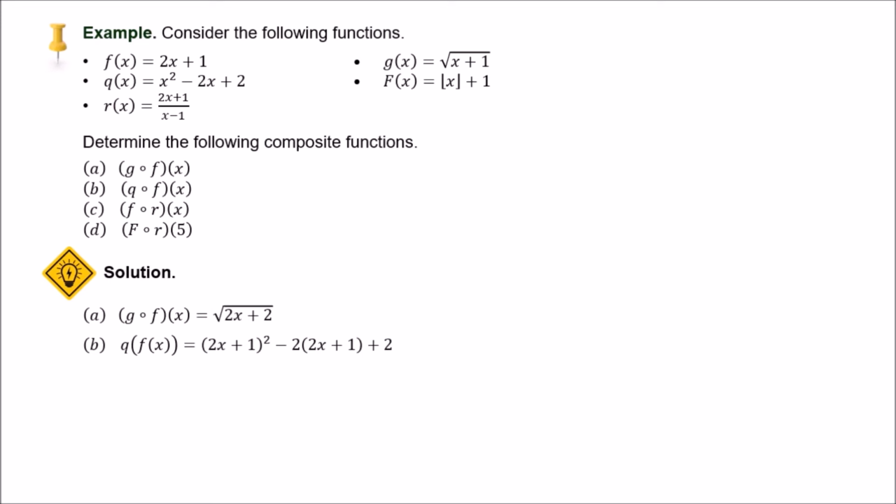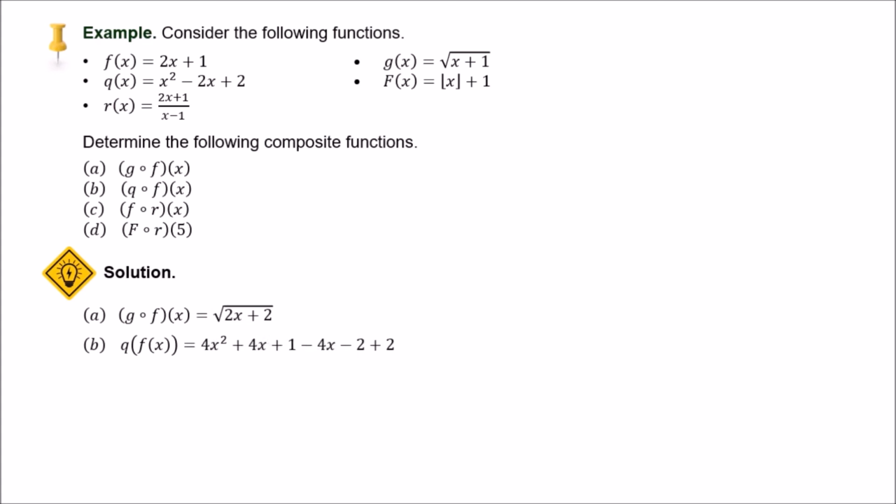Notice in the resulting expression we have the square of binomial for 2x plus 1, and as the middle term we have negative 2 times 2x plus 1 then plus 2. What we need to do now is to perform the square of binomial for 2x plus 1. As for the middle term, we simply distribute negative 2 to 2x and 1.